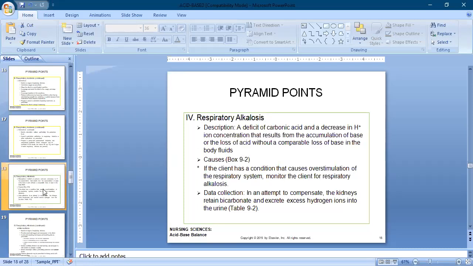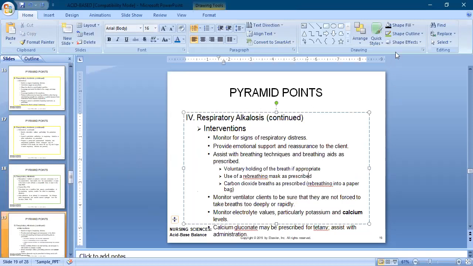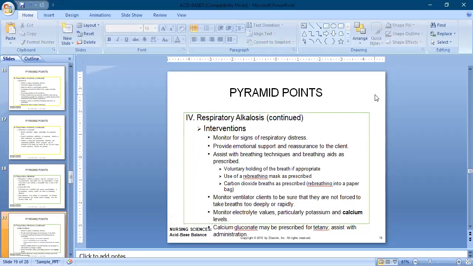Whatever, if your patient has respiratory alkalosis, what are the interventions? As I told you, interventions are super important because we are LPN or RN. We already read the interventions of respiratory acidosis. We are just going to talk about the interventions of respiratory alkalosis. We have to monitor the vital signs and blood gas analysis. It is the same for respiratory acidosis.